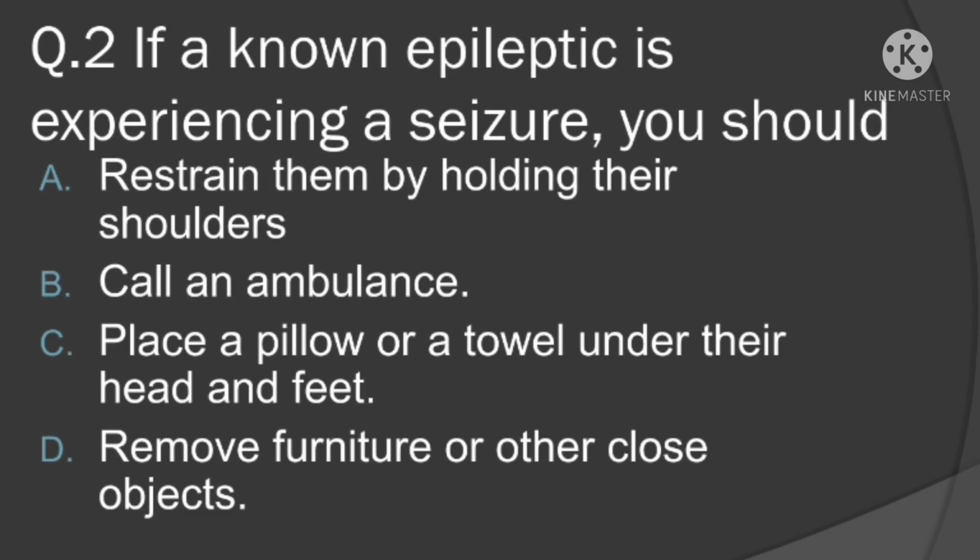Question number 2. If a known epileptic is experiencing a seizure, you should A. Restrain them by holding their shoulders. B. Call an ambulance. C. Place a pillow or towel under their head and feet. D. Remove furniture or other close objects. And the correct answer is D. Remove furniture or other close objects.